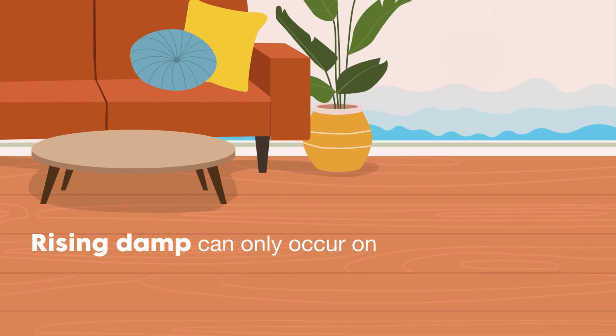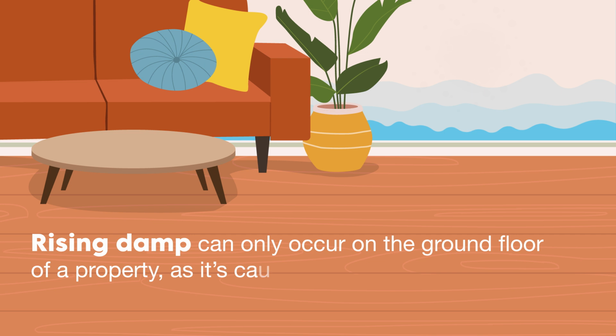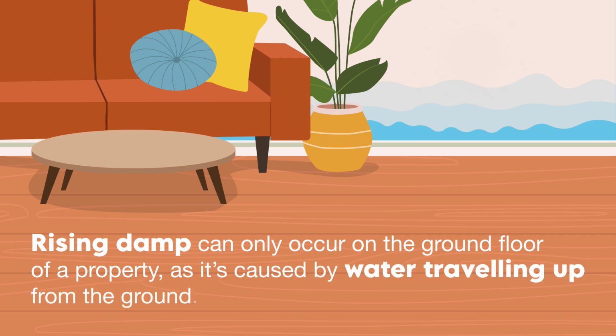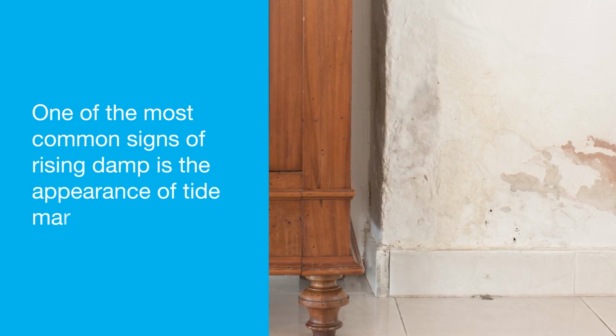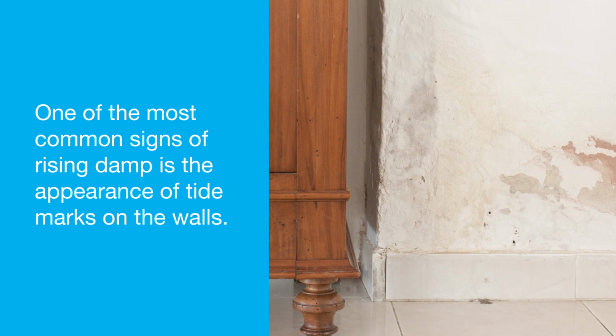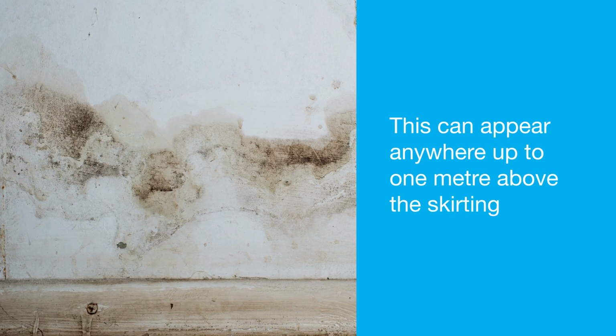Rising damp can only occur on the ground floor of a property, as it is caused by water travelling up from the ground. One of the most common signs of rising damp is the appearance of tide marks on the walls. This can appear anywhere up to 1 metre above the skirting boards.